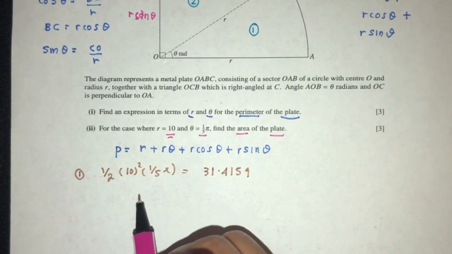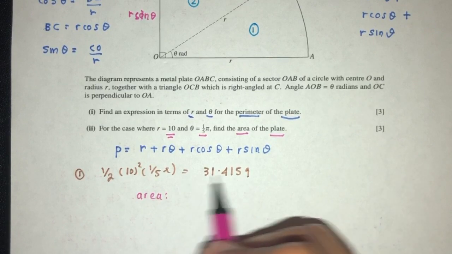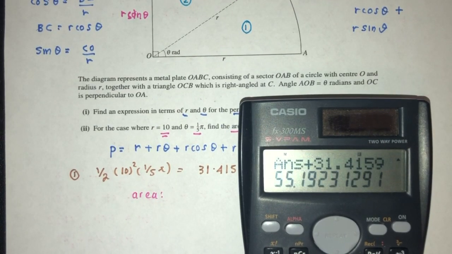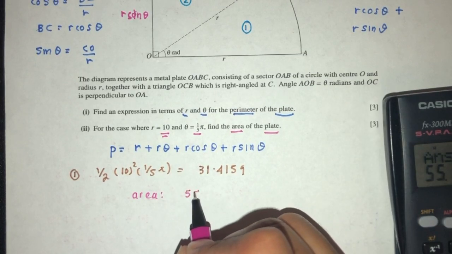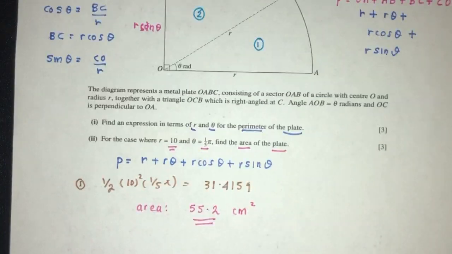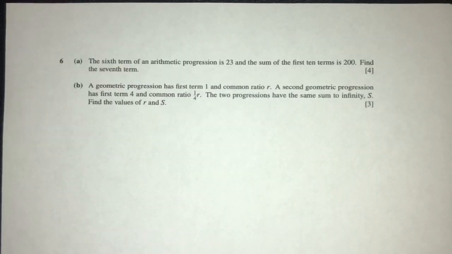So you add them together, the area of the plate should be this plus this, 31.4159 plus 23.8, that should be 55.2, correct to 3SF, the area of the plate. Okay, and that will be part 2 of your question. Okay, so let's move on to the next question.